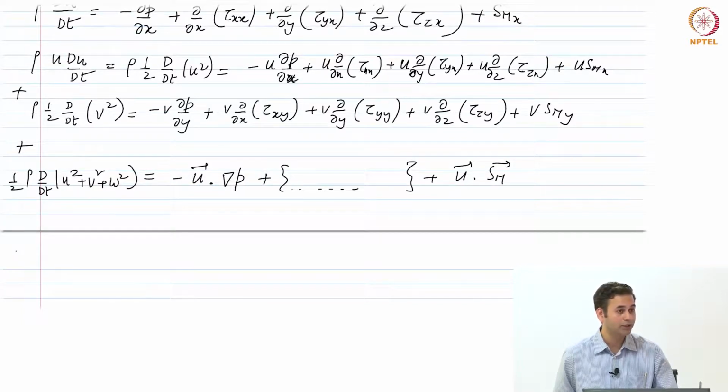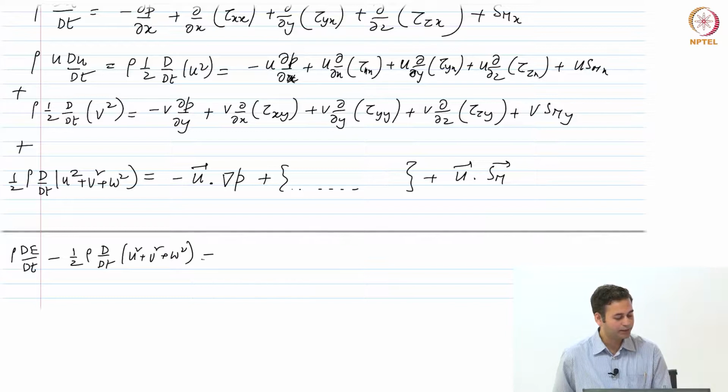So, essentially what will be the equation then? Rho dE/dt minus half of rho d/dt of (u squared plus v squared plus w squared), that is nothing but your rho de/dt, isn't it? Because this capital E contains this plus little e plus this half kinetic energy square. So, this is the equation we want to write.